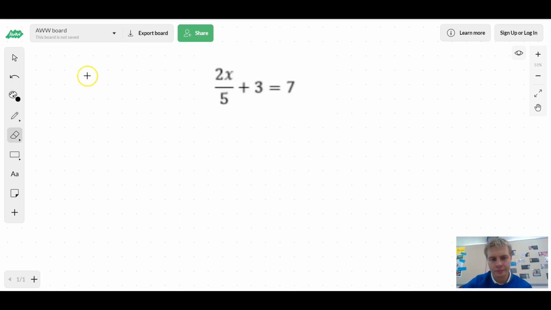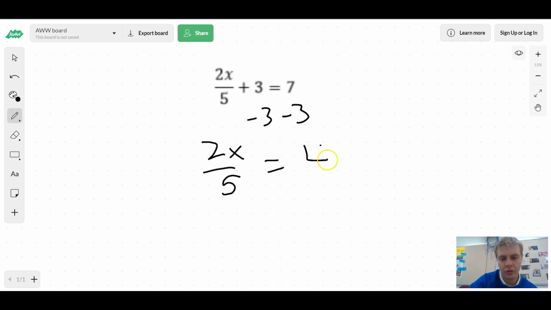Okay, so for this problem, we have a fraction and a number and a 7. And we want to get x by itself. The way I deal with this is, again, when you're solving, you kind of want to go in reverse PEMDAS. There's ways around it, but it makes it a little bit trickier. So reverse PEMDAS would tell me to deal with this positive 3 first, or this adding 3. So we're going to subtract 3 from both sides. We're going to get 2x over 5 equals 4.